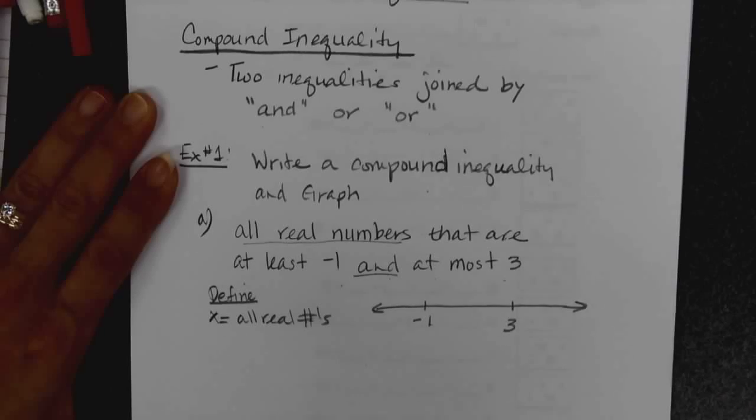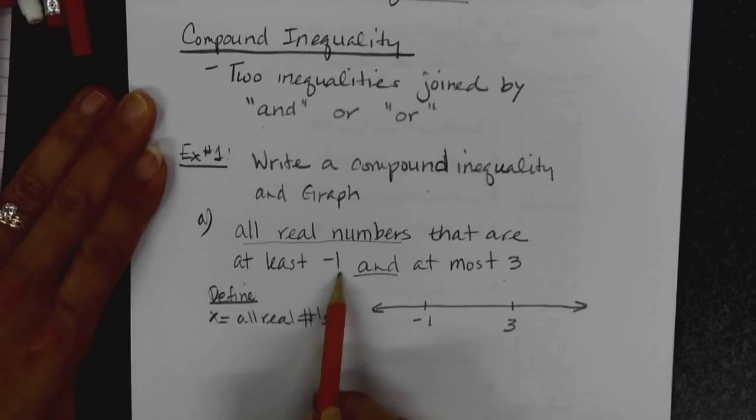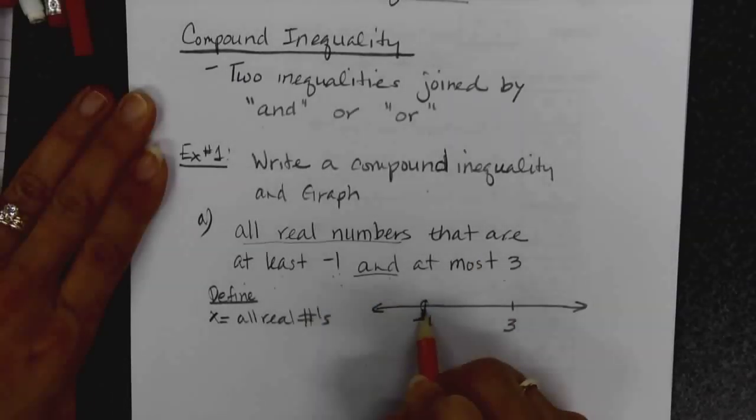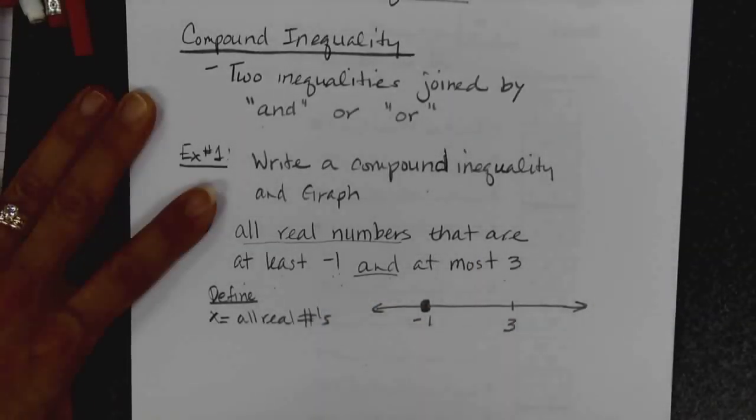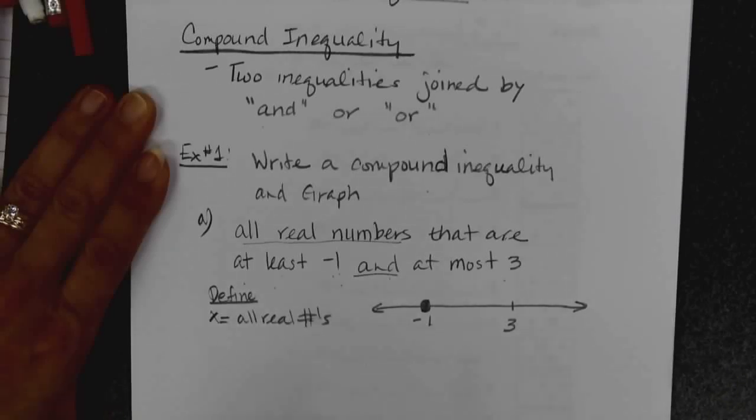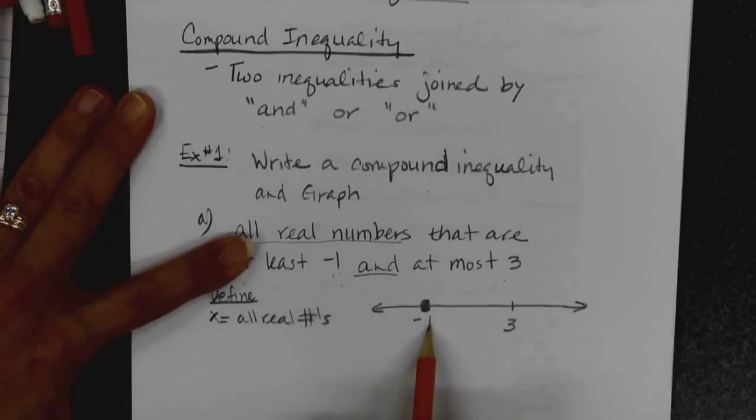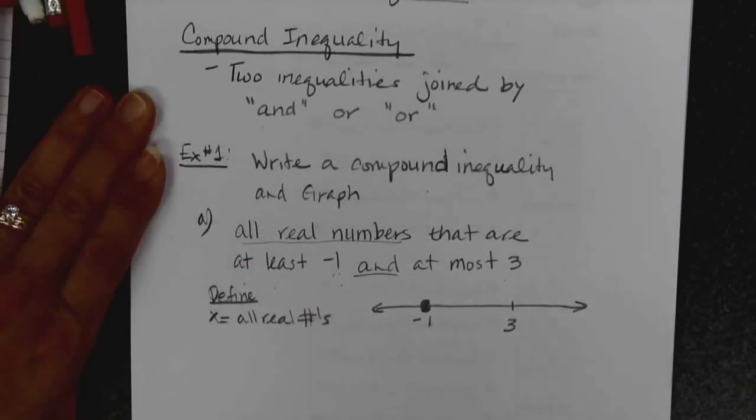At least, does it mean to include -1? Yes, it could be -1. So I'm going to make a closed circle to include -1. Which way should I shade? To the right, because at least means -1 is the minimum and everything else has to be greater. So we're going to shade all the way over here.